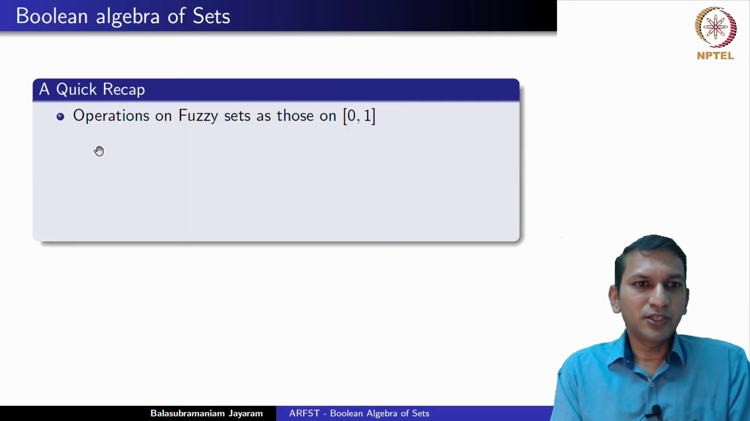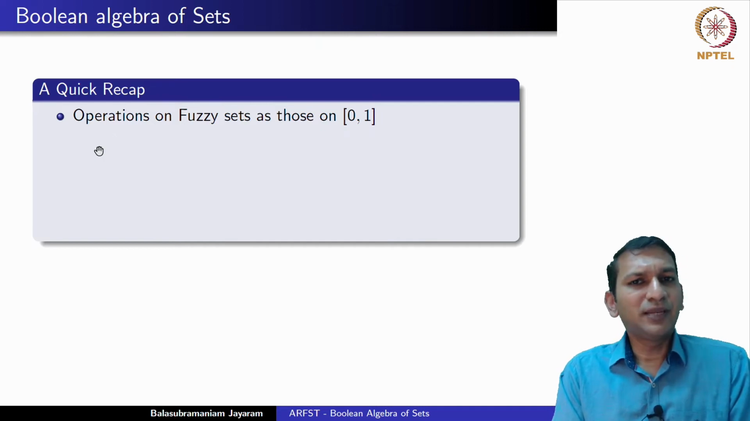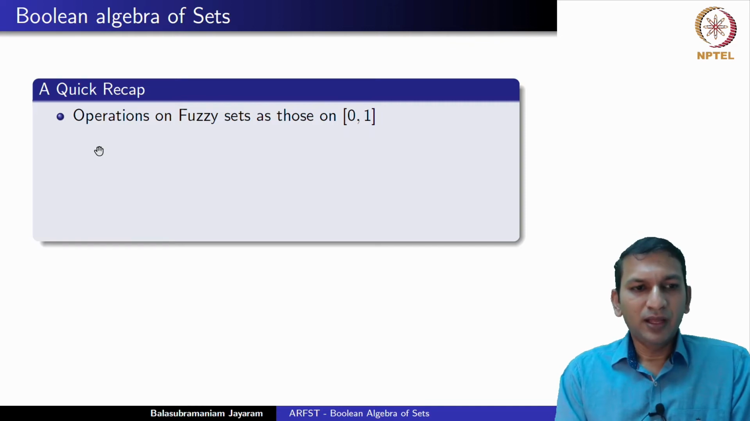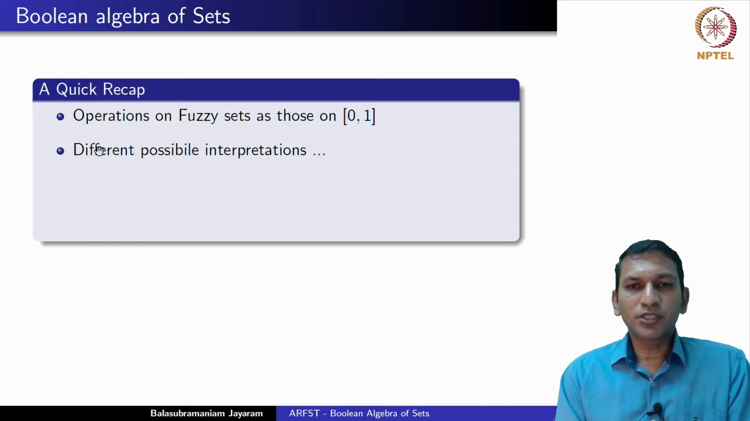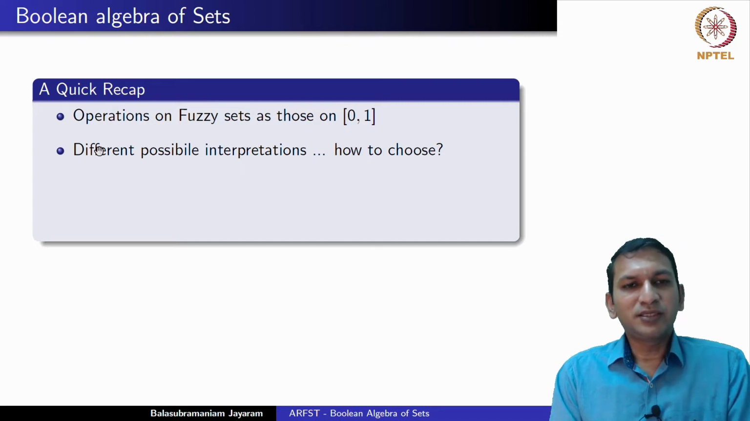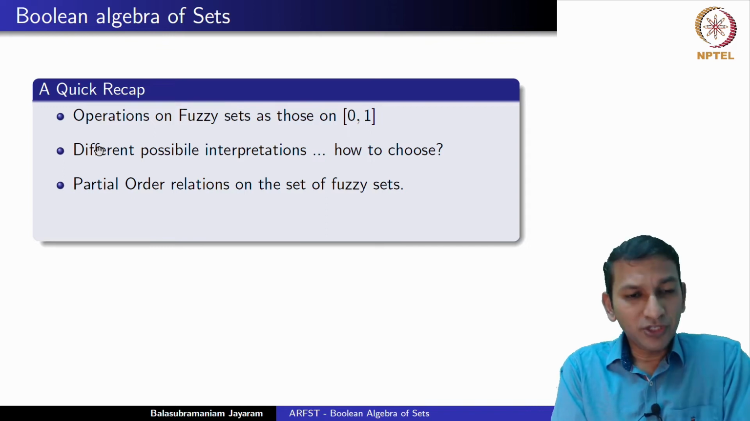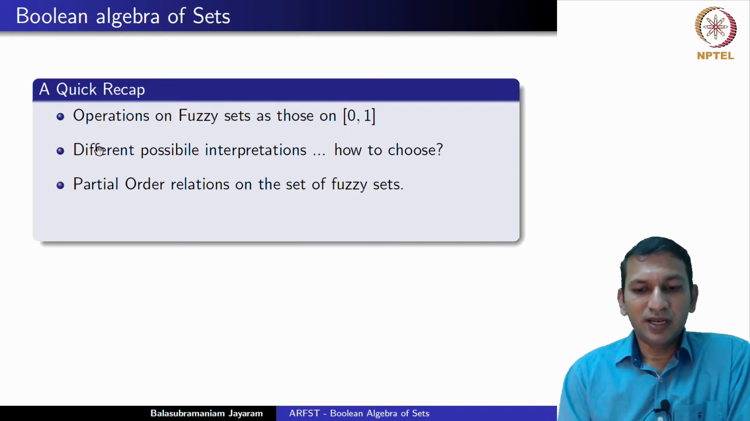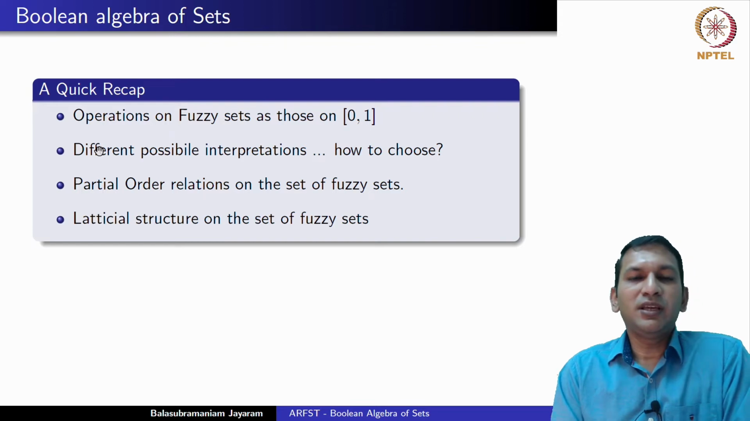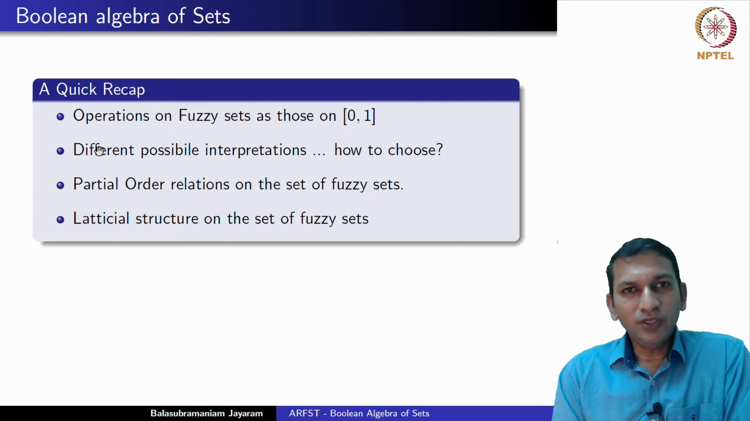In the previous lectures during the week, we have seen how operations on fuzzy sets can be seen as those on the unit interval [0,1]. We saw that there were different possible interpretations for the operations, and we were left wondering how to choose among them. In our quest to answer this question, we have seen how to define some partial order relations on the set of fuzzy sets, and in fact, we have gone on to see a lattice structure on the set of fuzzy sets.